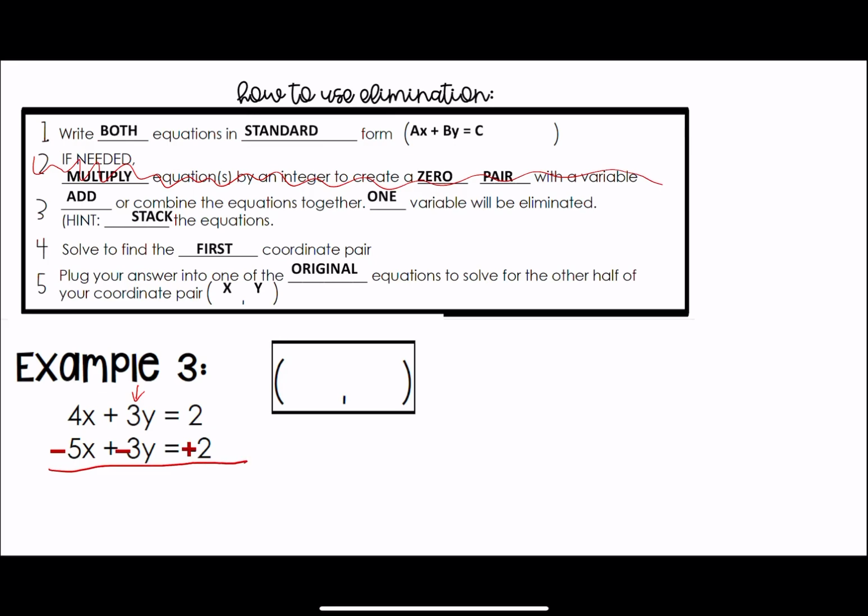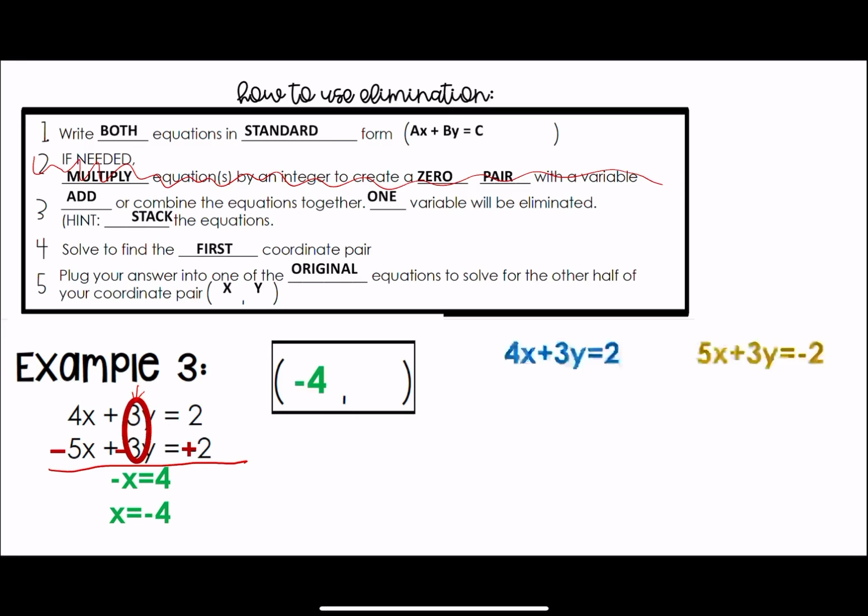When we add down, that 3y and that negative 3y now zero out. And you get 4x minus 5x and 2 plus 2. So you get negative x equals 4. Well, you're looking for a positive x. And if negative x is positive 4, positive x is going to be negative 4. So we've got half of our coordinate pair.